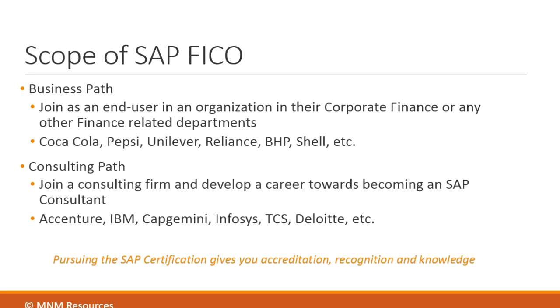Another path is the consulting path. If you want to pursue a career as an SAP FICO consultant, then it's best to join a consulting firm. Probably they take you as a graduate intake or associate consultant level, and you can progress towards becoming an SAP consultant, senior consultant, team lead, project manager, and so on. Some of the good consulting firms around worldwide are Accenture, IBM, Capgemini, Infosys, Tata Consultancy Services, Deloitte, and some of the other auditing firms. Plus, you also get a lot of smaller companies doing consultancies as well.